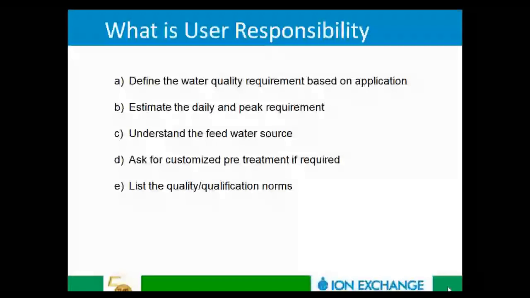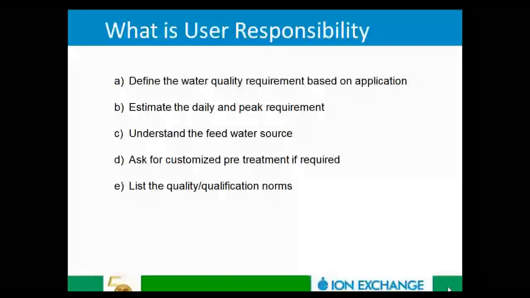So the next question would be, what would be the user's responsibility? The first and basic thing is to define the water quality requirement. So he has to understand his application and what water quality is required. For example, a scientist working on animal tissue culture may require ultra pure water, but for plant tissue culture, he may be working with type 2 water or pure water.